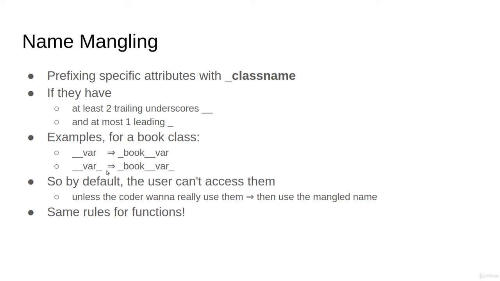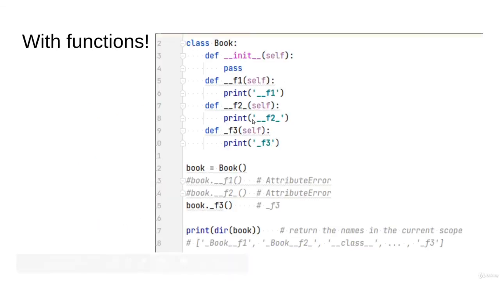You can think of the word mangle as meaning change. This means that by default the users cannot access them, unless you really want to, in which case you do the trick of putting the class name with an underscore, like we did here. Exactly the same rules apply for a function. For example, a function with two underscores before it and at most one underscore after is mangled, but if it has one underscore, this is okay.